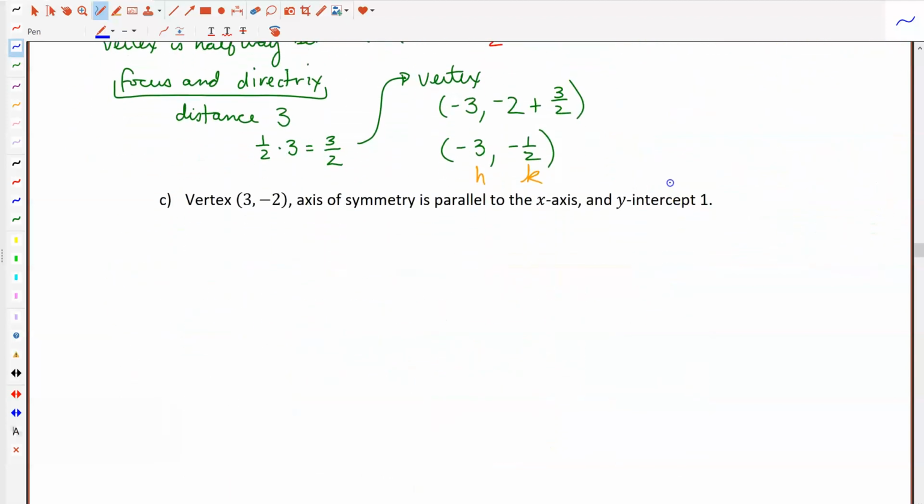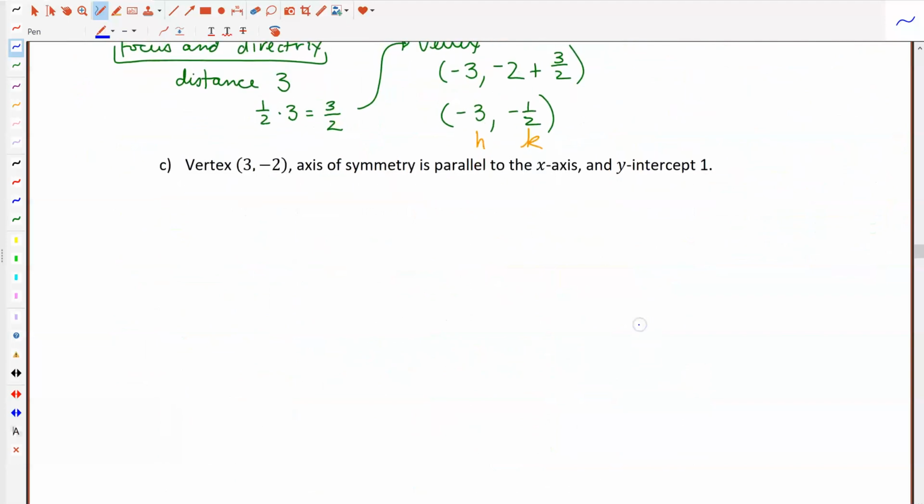All right, last example. Vertex is going to be at 3, -2. Axis of symmetry, we haven't talked a lot about that, but they're telling me the axis of symmetry is going to be parallel to the x-axis, and the y-intercept is going to be at 1. We haven't been talking a lot about intercepts, so how is that going to come into play? Well, let's go ahead and find out.